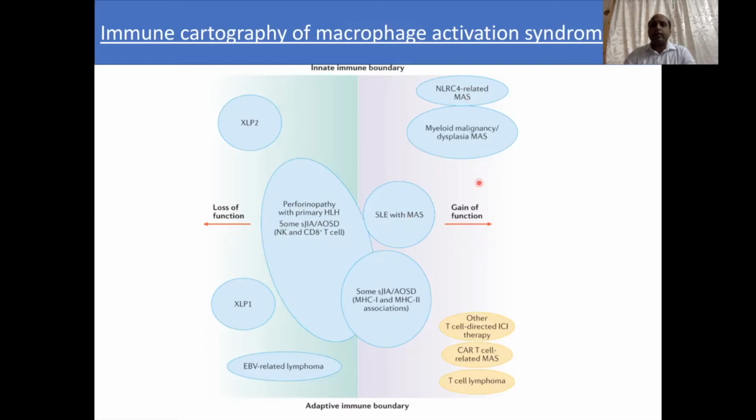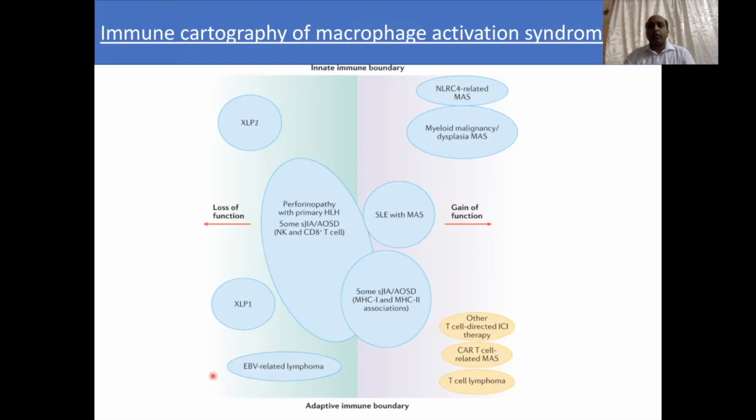Then again, they are divided into whether it is innate immunity activity or adaptive immunity activity. Innate immunity activity is mostly because of myeloid malignancy or dysplasia associated with macrophage syndrome, and NLRC mutation related to macrophage activation syndrome. Whereas adaptive immunity gain of function is mostly associated with T cell lymphoma or CAR T cell therapy or other T cell directed therapy, or systemic onset JIA. Whereas EBV associated lymphoma associated macrophage syndrome is mostly because of loss of function in the adaptive immunity that caused the macrophage activation.